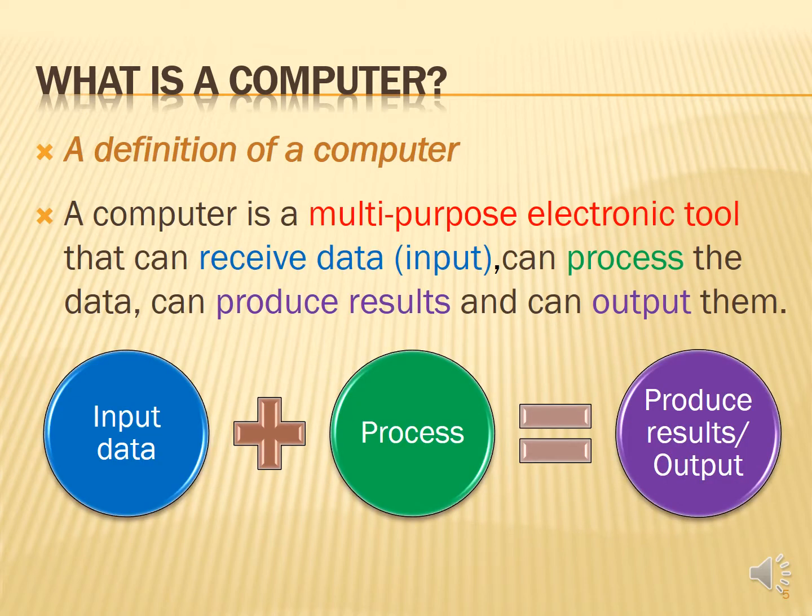Okay. So what is a computer? The definition would be it's a multi-purpose electronic tool that can receive data, that's your input, can process the data, that is what takes place inside the computer, and it can produce certain results such as printouts, screen displays, emails, etc.